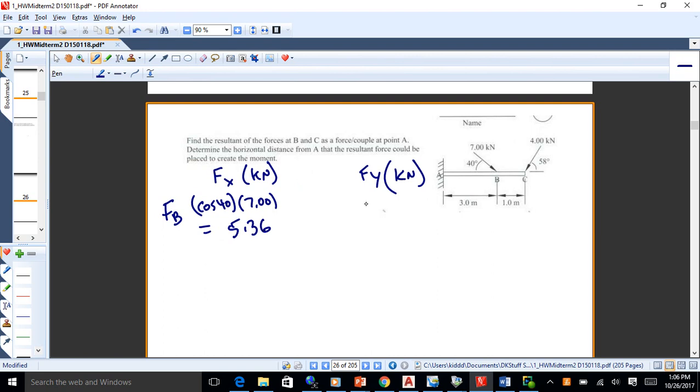And then you'll do the business here too. So this is minus sine 40 times 7. And what is that? That's minus 2.12. All right. And then you'll get FC, and then you'll add everything up. And when you do that, you ought to get 3.24 here, and minus 7.89 over here.